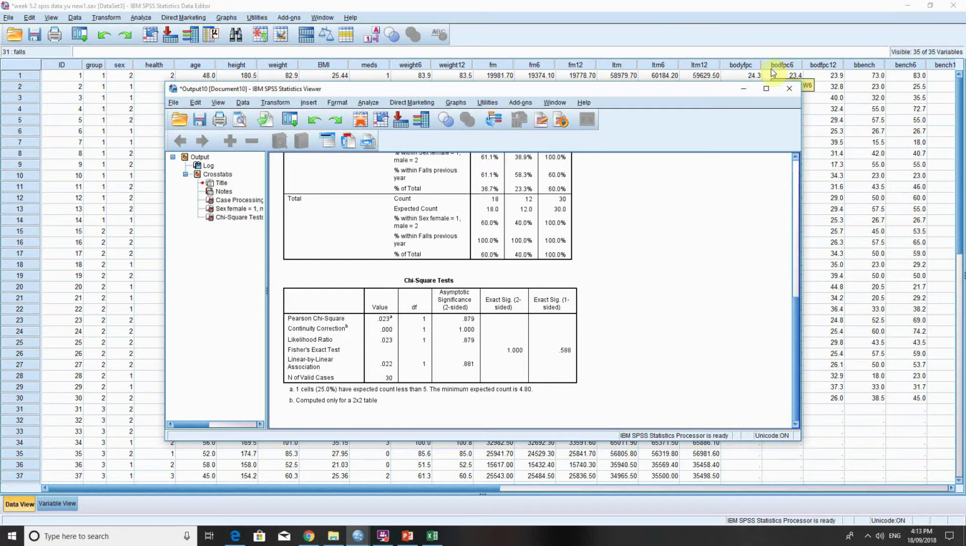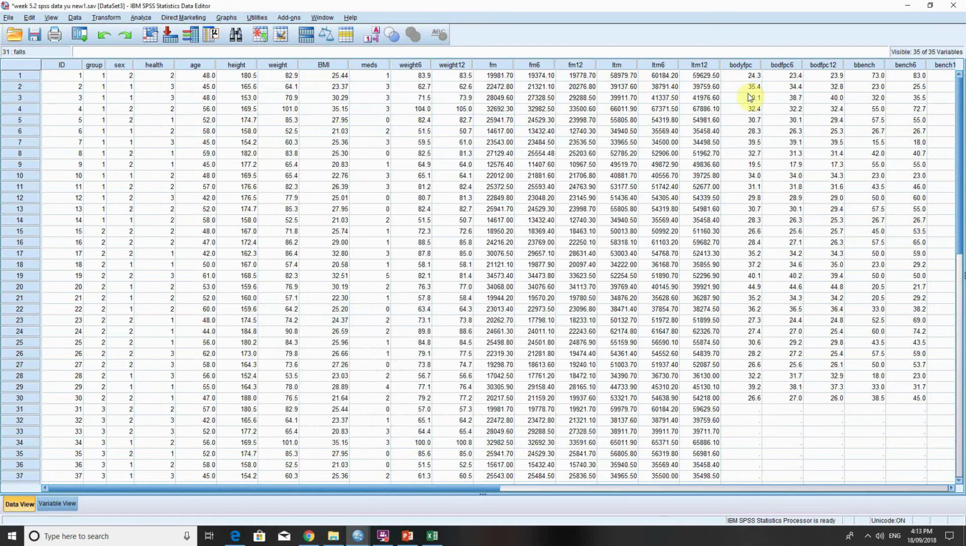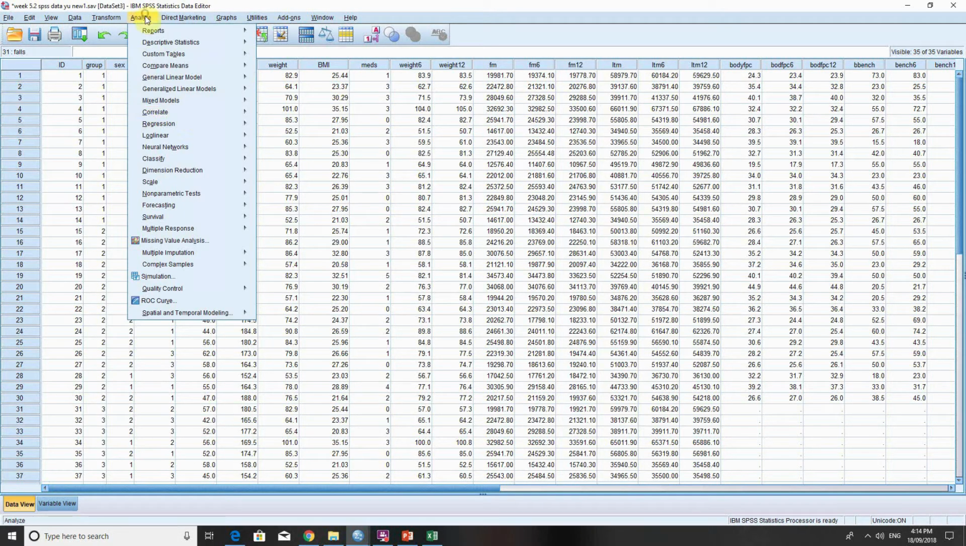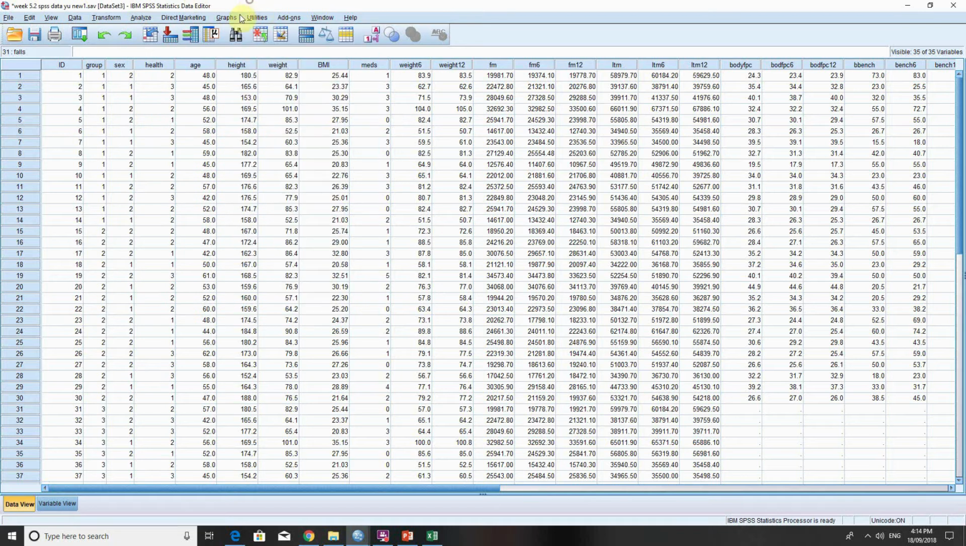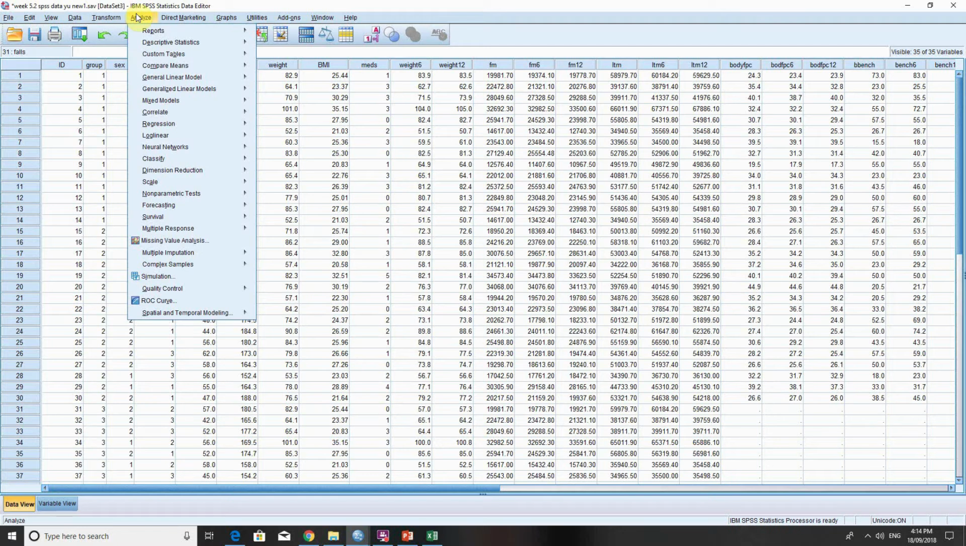So the next test we're going to look at is we'll revisit correlation. So say I ask you to correlate lean tissue mass at baseline with the leg press test at baseline. Now you might be tempted to go straight to our Analyze, Correlate, Bivariate tab and do a Pearson's correlation, but I know that you guys should know at this point that the first thing you need to do is run a normality test.